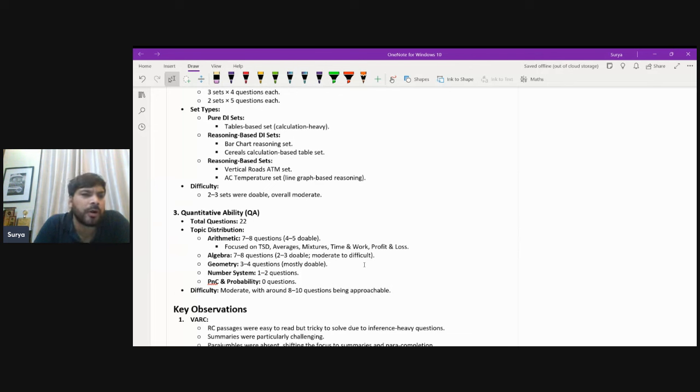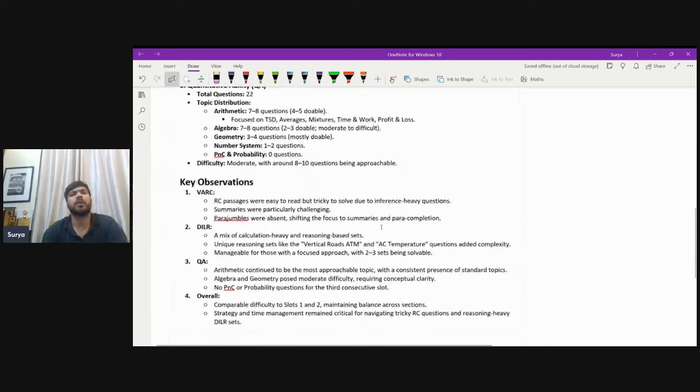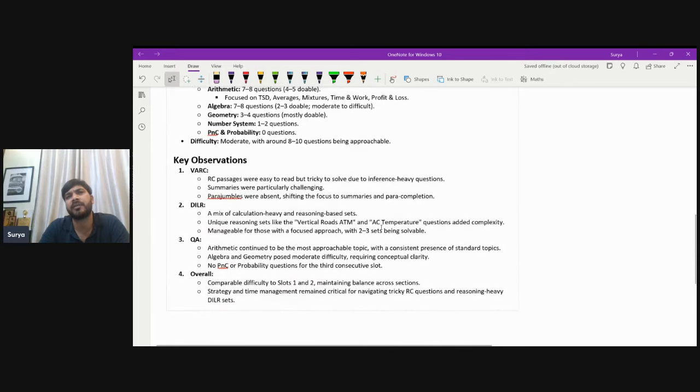So quants and then DILR and verbal ability, we have already talked about it. Key observations. Now, if you ask me what are my key observations after taking a look at slot 1, slot 2 and slot 3, I would say that VARC, people are saying VARC was easy, but trust me, the overall cutoff may go down because the questions are very tricky, right? The passages could be easy, but the questions are tricky.